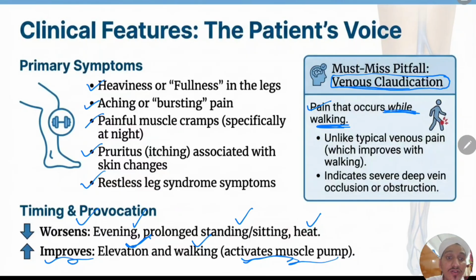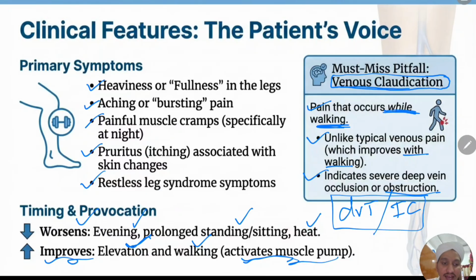So if the pain is there while walking, there can be associated deep venous thrombosis, unlike typical venous pain, which improves with walking. Of course, chronic venous insufficiency will improve with walking. Why? The peripheral pump will be activated. If the patient is complaining of pain while walking, it may indicate severe deep vein occlusion or obstruction. At that time you should consider two things: one is DVT, and the second is intermittent claudication due to peripheral artery disease.